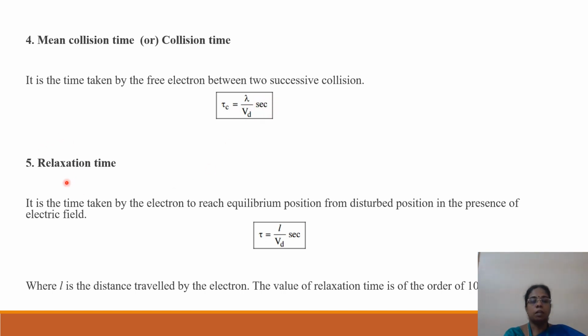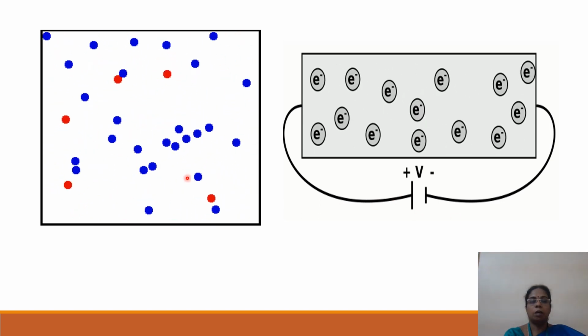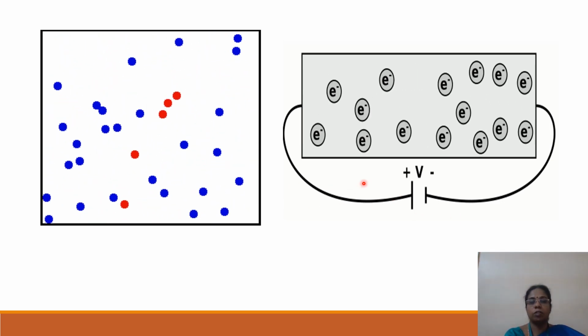Now next comes the relaxation time. It is denoted by the symbol τ and it is defined as the time taken by the electron to reach the equilibrium position from the disturbed position in the presence of the electric field. So λ/Vd is equal to τ and it is measured in second. λ is the distance travelled by the electron. So you could see, I already explained how the electrons behave in the absence of field and in the presence of field.